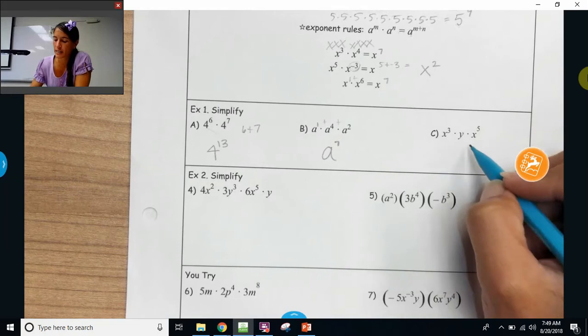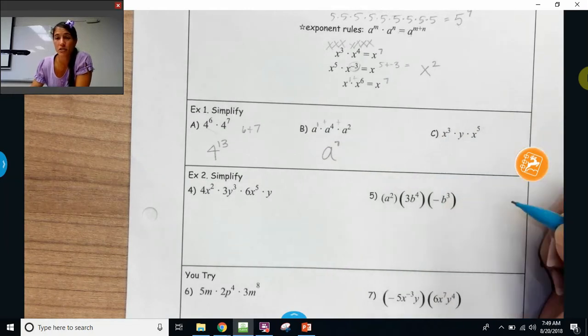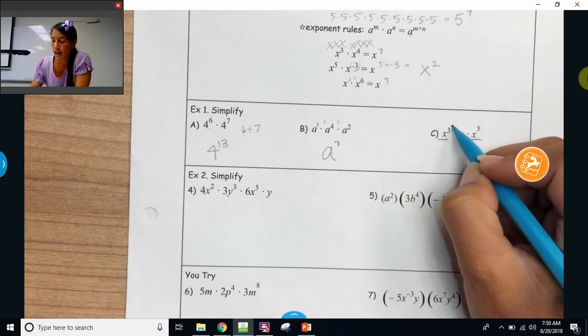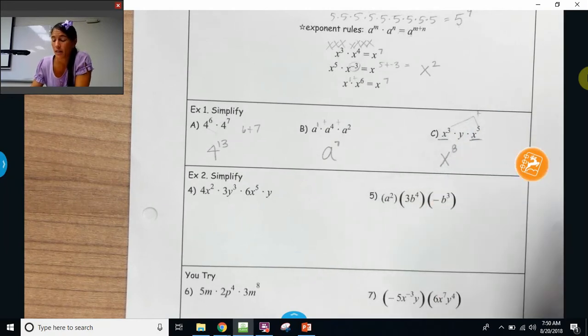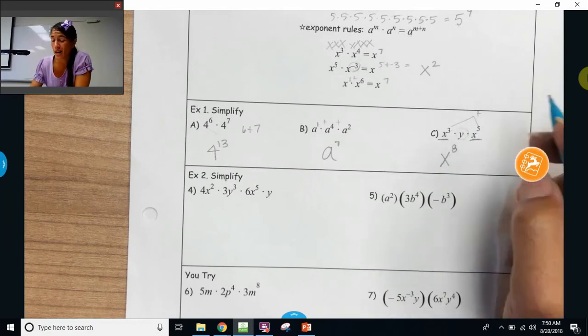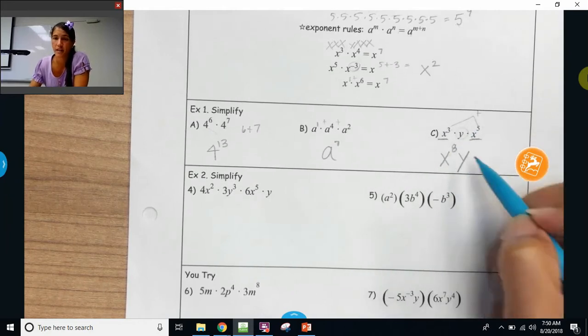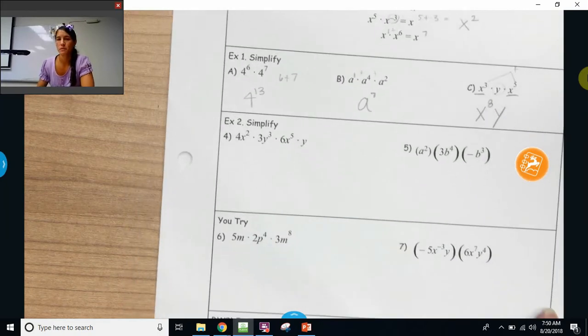All right, example C, x to the third times y times x to the 5th. Now remember, I said you have to have the same base, so I have an x here and an x here. I can add 3 plus 5, and I get x to the 8th, but I only have the one y, so I'm going to have to carry that y down and put it in my answer. x to the 8th times y. If you don't have any other base the same, then you're just going to bring that answer down.